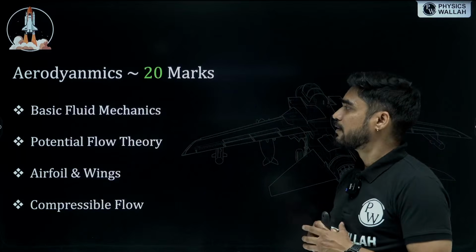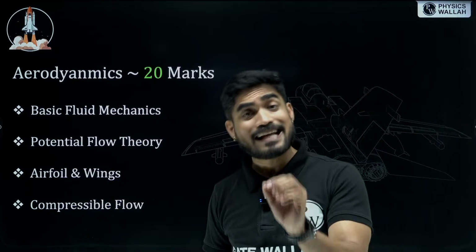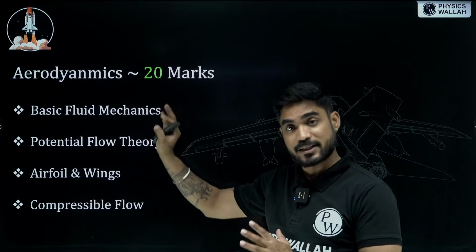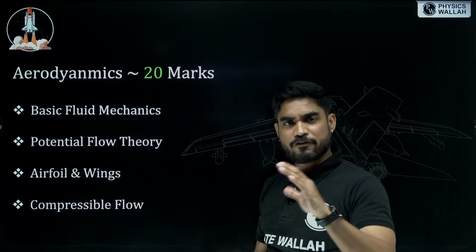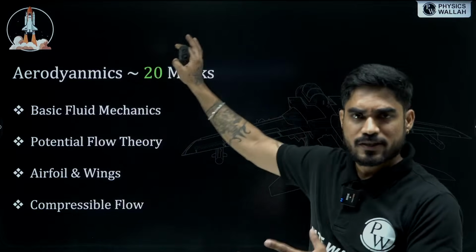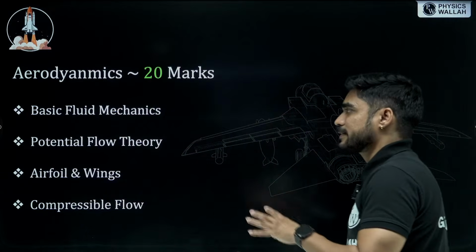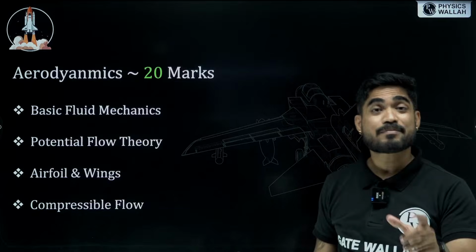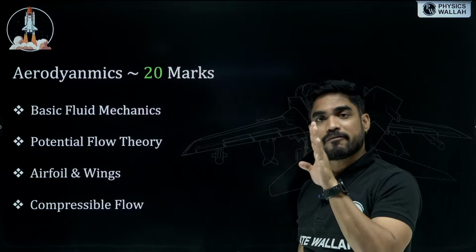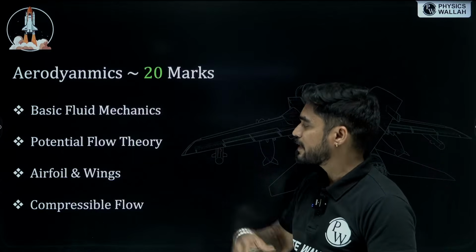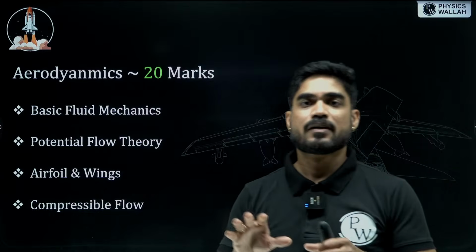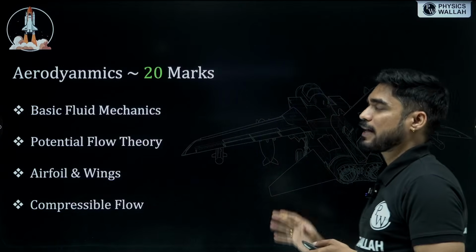Then comes aerodynamics, one of the highest weightage subjects, and let me tell you, this is one of the most important sections of aerospace engineering. So if you are starting to prepare for GATE Aerospace, then you can start with aerodynamics. It contains 20 marks, but sometimes it can go up to 25 also. So very high weightage. There are 4 very important sections: basic fluid mechanics, potential flow theory, airfoil and wings, and compressible flow. These are the 4 core topics of aerodynamics.